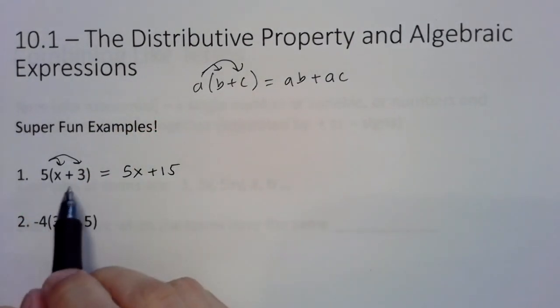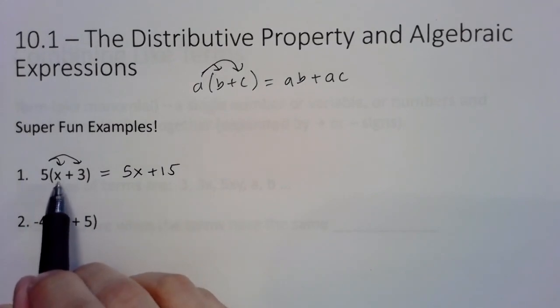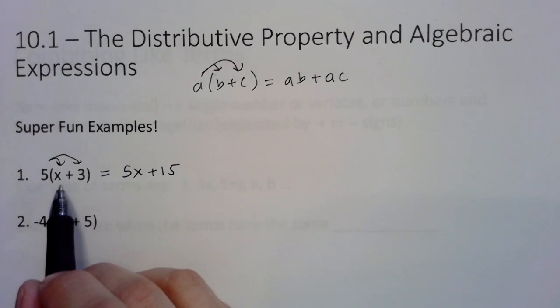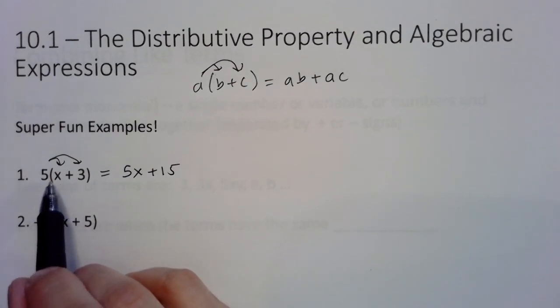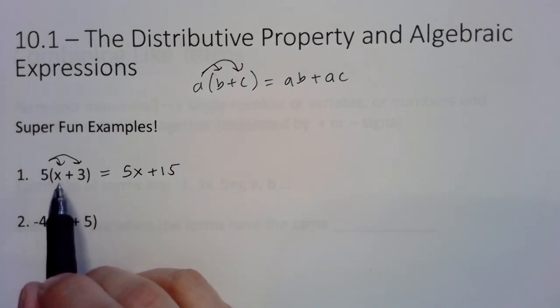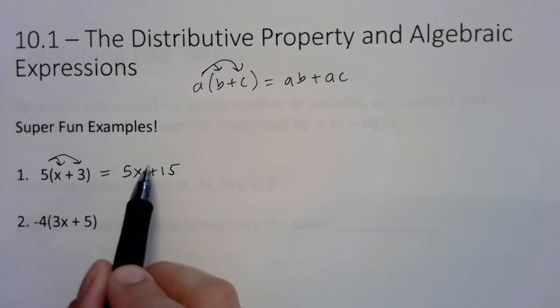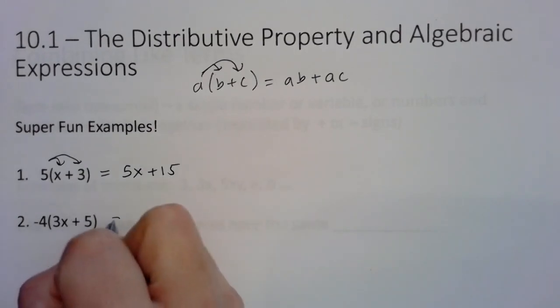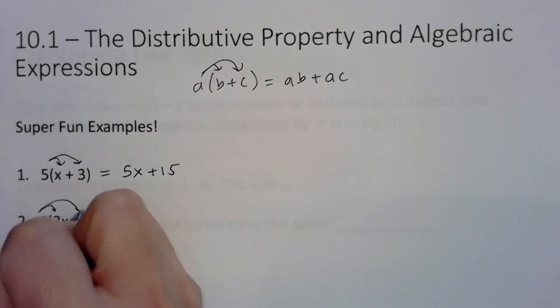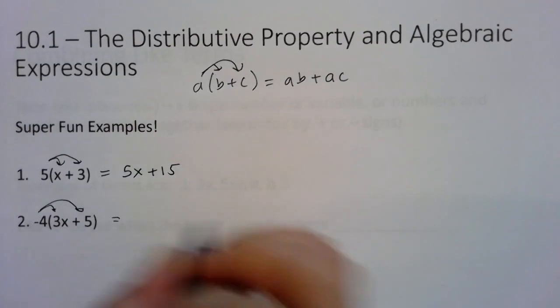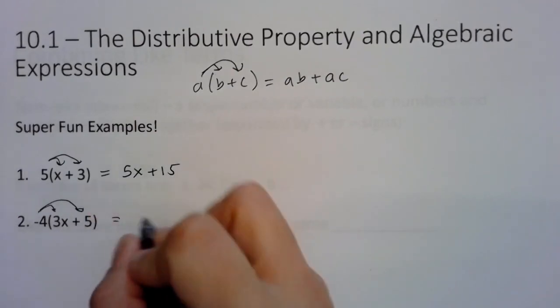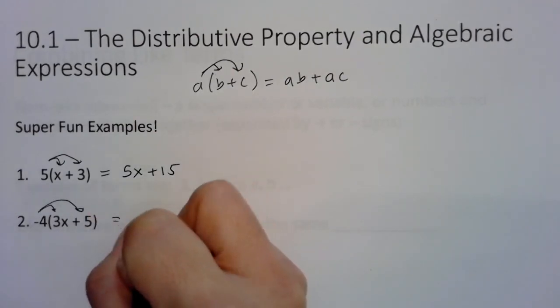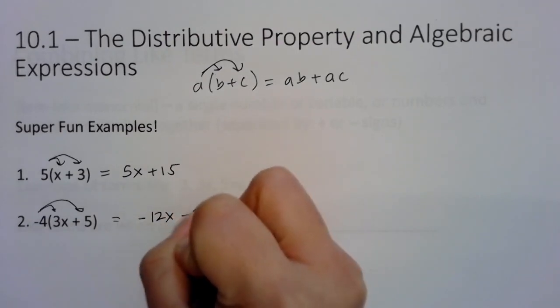The reason you can think of it is because multiplication is repeated addition. Here you have 5 times this quantity x plus 3. So if you have x plus 3 plus x plus 3 plus x plus 3, 5 times, you see that that's 5 x's, and then 5 3's would be 15. Let's see, here we have negative 4 times the quantity 3x plus 5, and when I distribute it, it would be negative 12x minus 20.